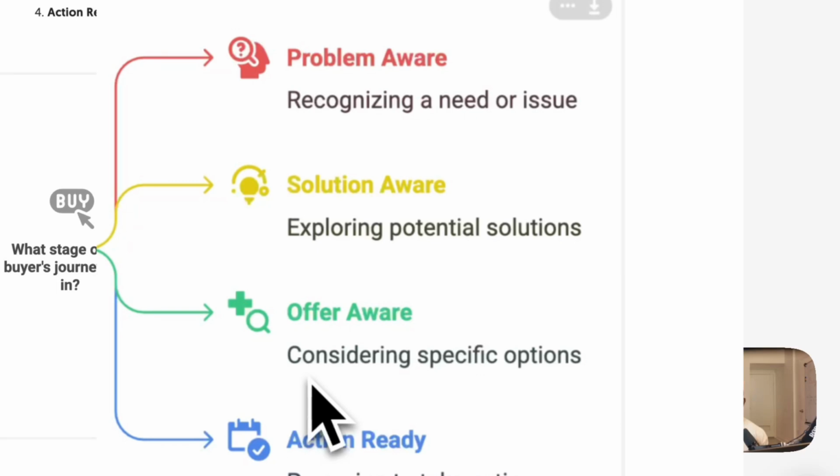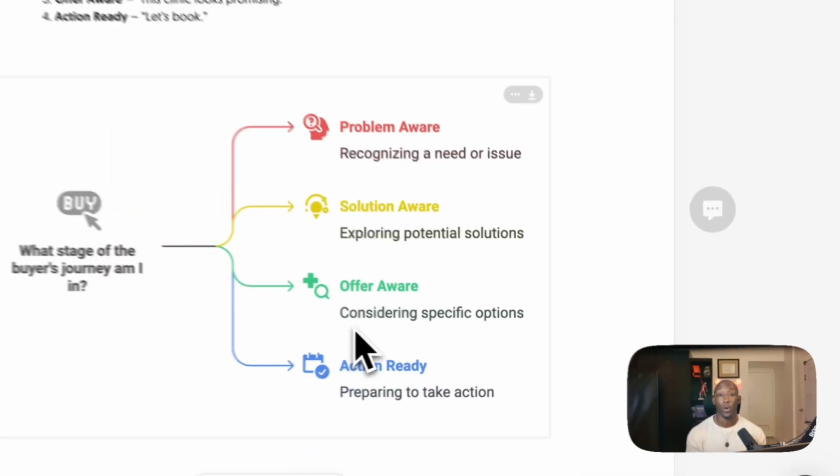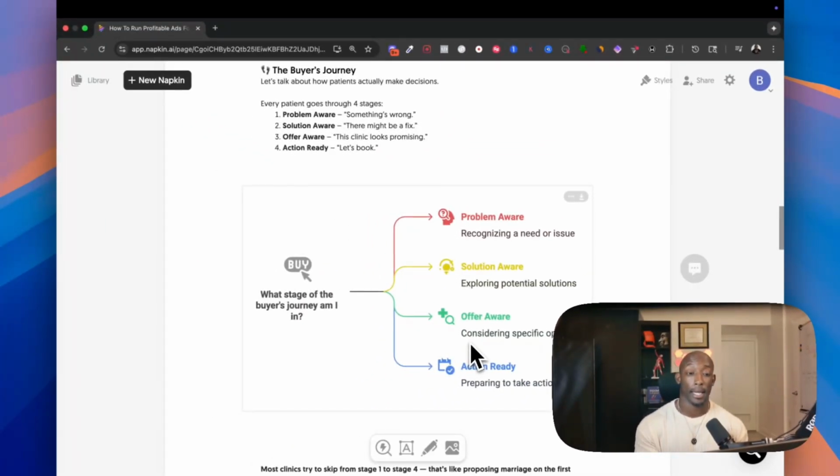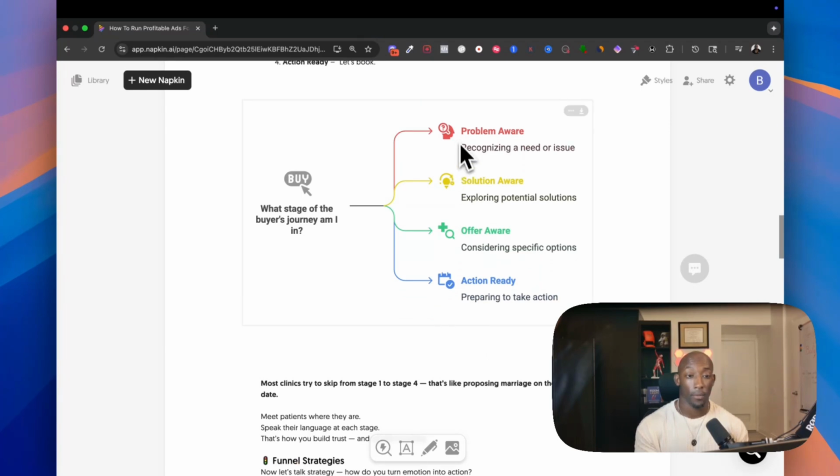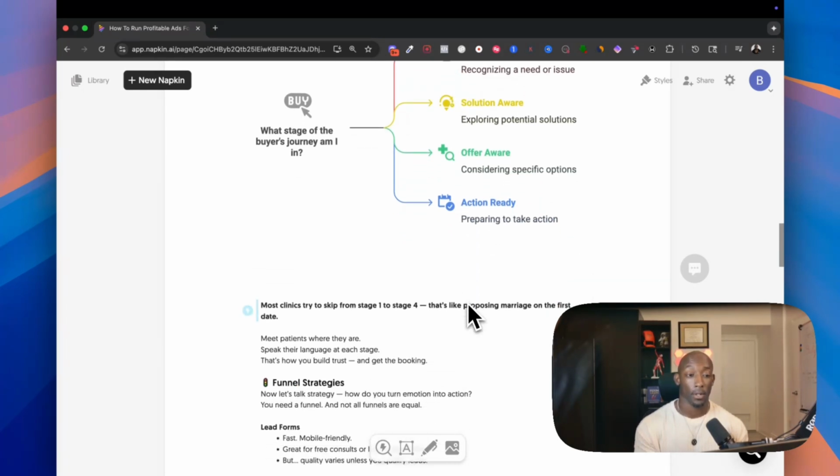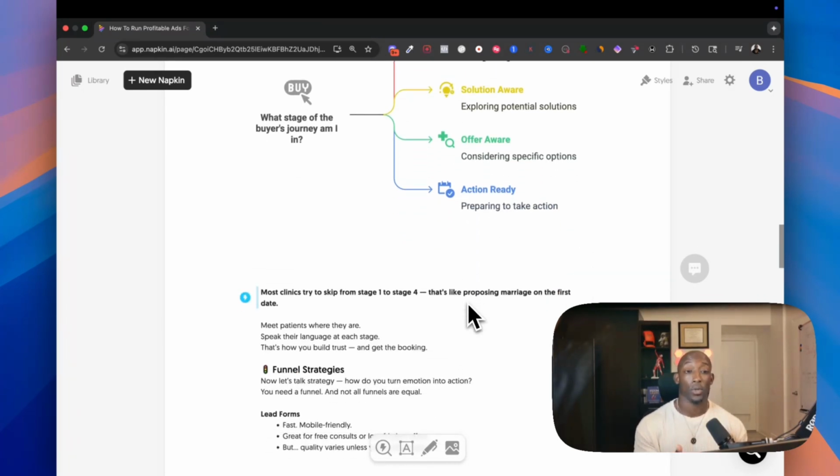This is where they realize, oh, there's an offer that can actually help me with this problem. And then there's action ready. That is where they're going to book an appointment with you and get to your office. So these are the 4 different stages people have to go through, and you have to understand these stages so you know how to create content for all of these different stages.